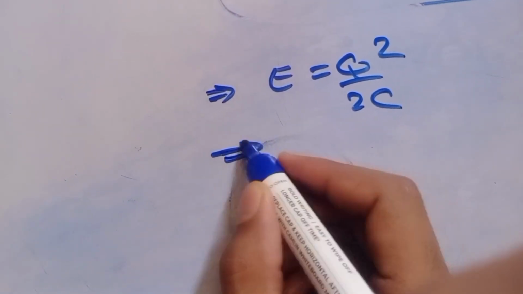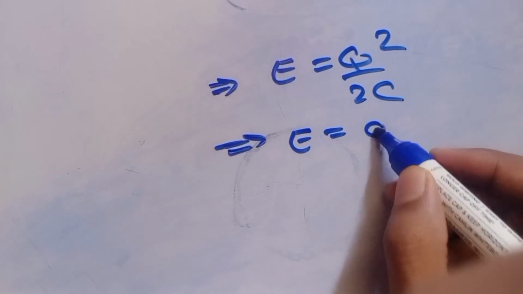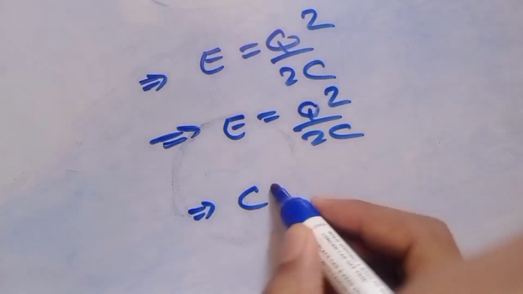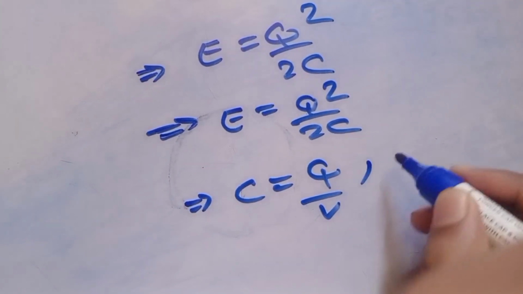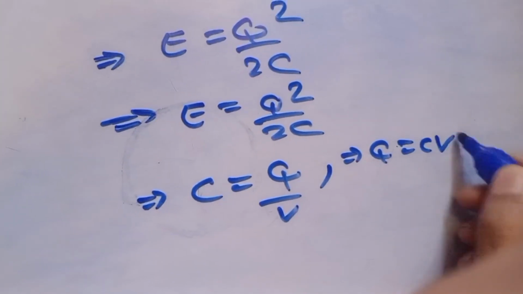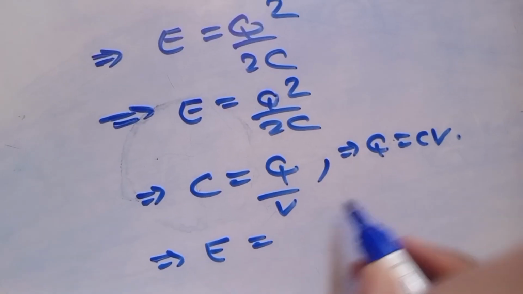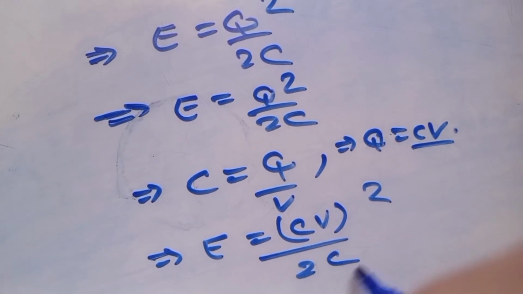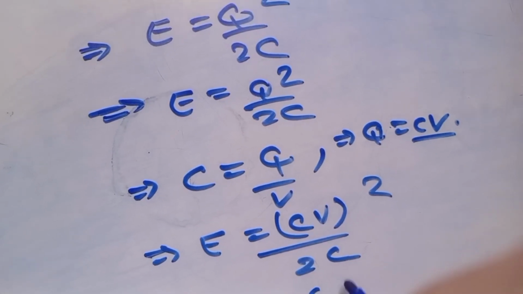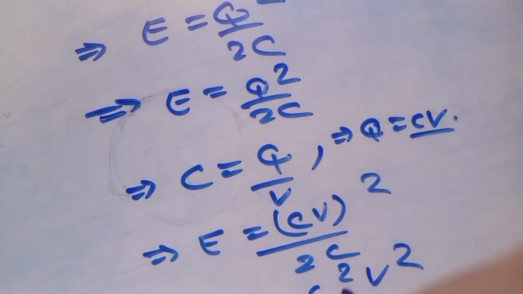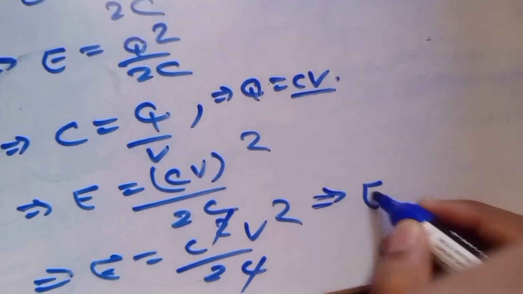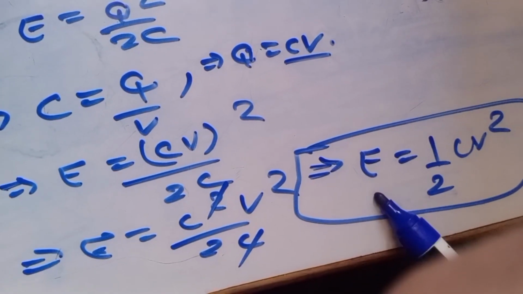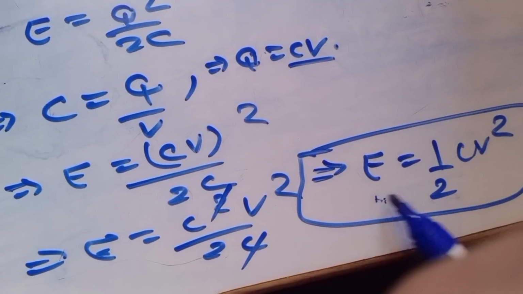Now E equal to Q square divided by 2C. We also know that C equal to Q by V, so Q equal to CV. So we can write E equal to, with Q replaced by CV, CV square divided by 2C. E equal to C square V square divided by 2C. This cuts this, and E equal to half CV square. So this is another formula for the energy between the parallel plates of a capacitor of capacitance C.